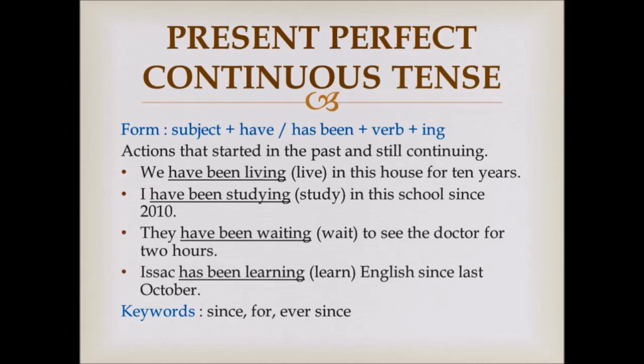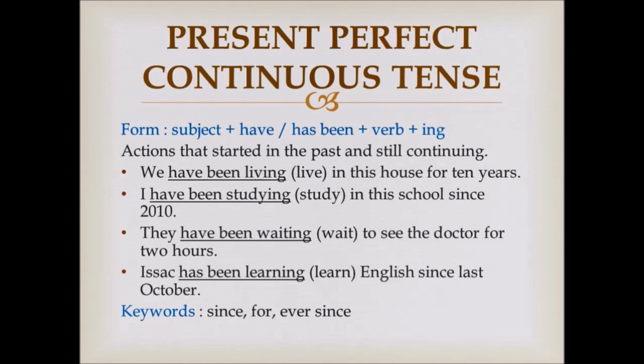So what is present perfect continuous tense? Where do we use present perfect continuous tense? Actions that started in the past and still continuing. So you use this for some actions which have already started in the past and are still in progress. For example, we have been living in this house for 10 years. It means you started to live in this house 10 years ago and even now you are still living in this house. So we have to use present perfect continuous tense, that is have plus been plus verb plus ing.